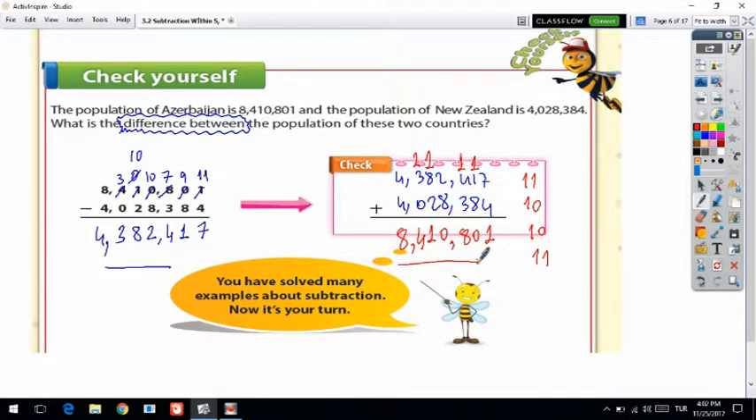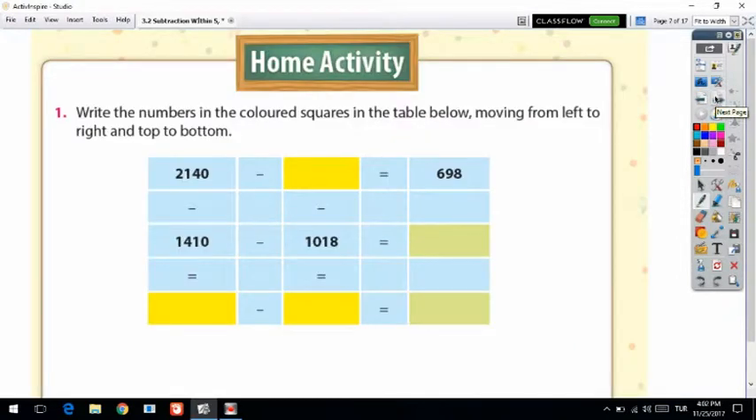Okay, now let's compare them. Are they the same number? 8,410,801. Yes, I got it. So it was correct. Now, let's continue with the home activity.